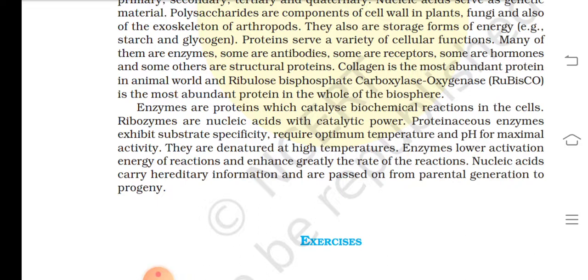Proteinaceous enzymes exhibit substrate specificity, and require optimum temperature and pH for maximal activity. They are denatured at higher temperature. Enzymes lower the activation energy of a reaction and greatly enhance the rate of the reaction. Nucleic acids carry hereditary information and are passed on from parental generation to progeny.